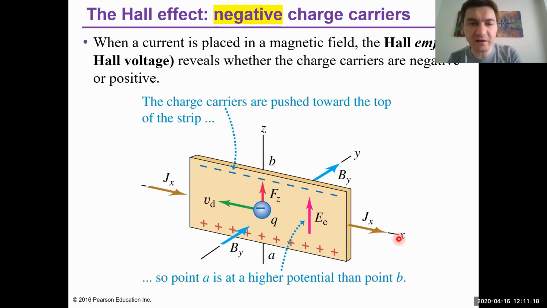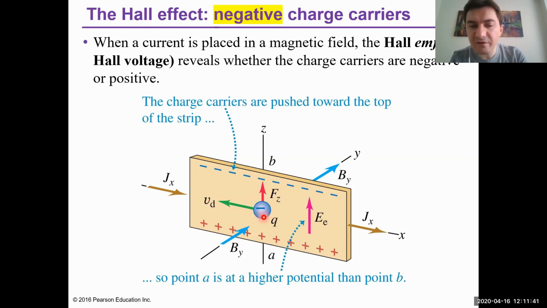This is the current density, and we apply magnetic field in that direction. So we have current density along the x-axis, and we have magnetic field along the y-axis. And the charge carriers are electrons, negative charge carriers, okay? So what do you expect?